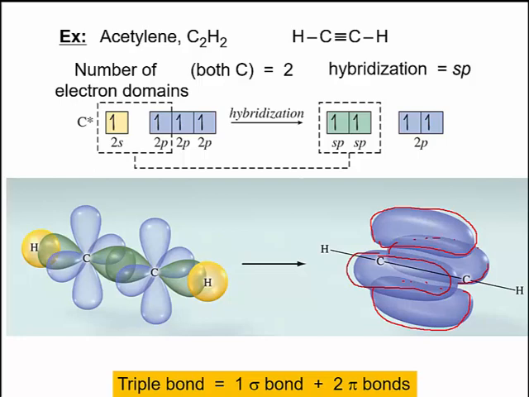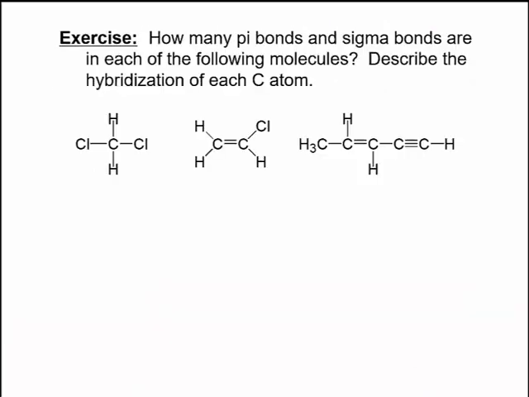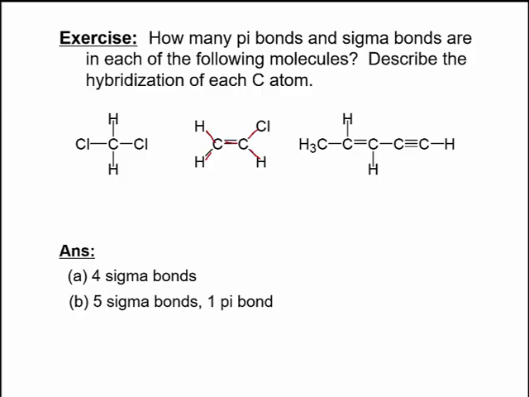So if you're counting up bonds, I've got 1, 2, 3 sigma bonds in my molecule, and 1, 2 pi bonds. So how many pi bonds and how many sigma bonds are in each molecule, and describe the hybridization. So looking at this guy first, our chloromethane, we've got carbon, carbon, hydrogen, hydrogen. Each of those is a sigma bond, so we've got 4 sigma bonds. Looking at this one over here, we've got 1, 2, 3, 4, 5 sigma bonds, and 1, because it's a double bond, pi bond.